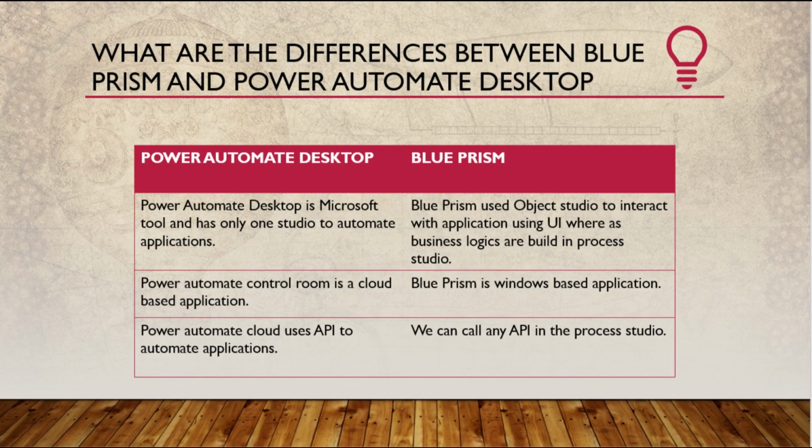What are the differences between Blue Prism and Power Automate Desktop? Power Automate Desktop is a Microsoft tool and has only one studio to automate applications. Blue Prism uses Object Studio to interact with applications using the UI, whereas business logic is built in Process Studio. Power Automate Control Room is a cloud-based application. Blue Prism is a Windows-based application. Power Automate Cloud uses API to automate applications. Whereas we can call any API in the Blue Prism Process Studio.